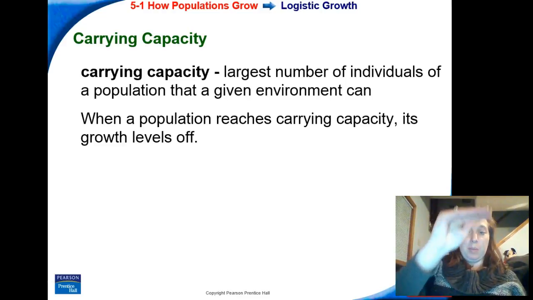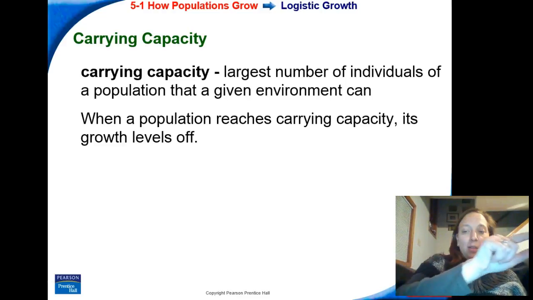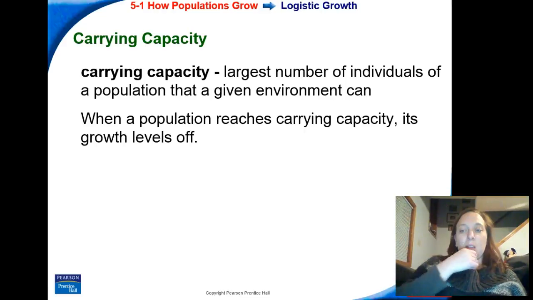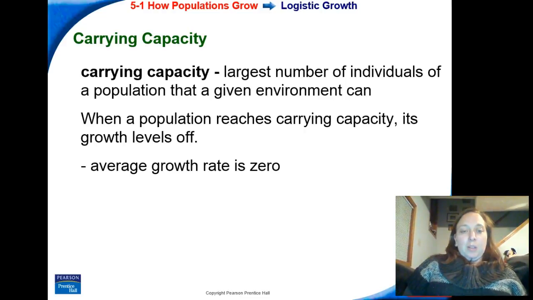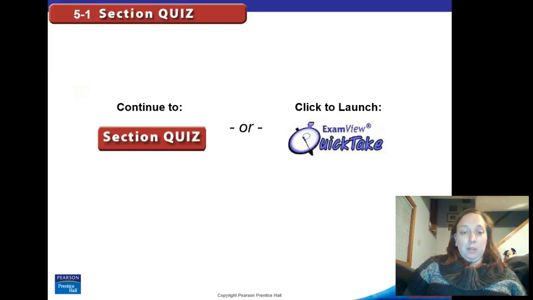It's always going to fluctuate back and forth and back and forth. That line that fits in between is actually going to be what our carrying capacity is. So the average growth rate when you're at carrying capacity is considered 0.